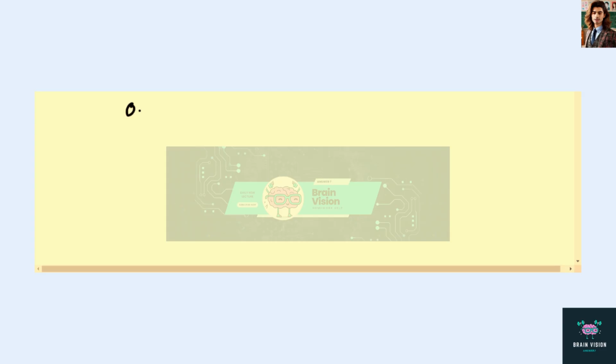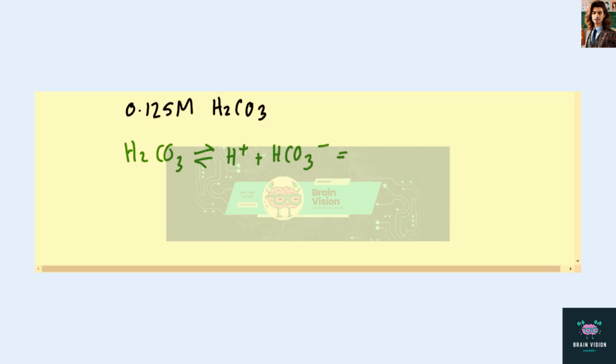We are given that the concentration of H2CO3 is 0.125 molarity. And because this acid has two hydrogens, we know that there's going to be two Kas, right? Two acid dissociation constants. And in that case, let's write it out. H2CO3, so that would be a Ka1.